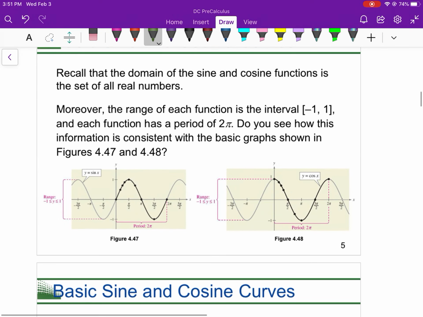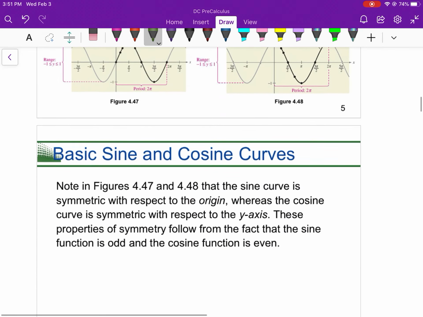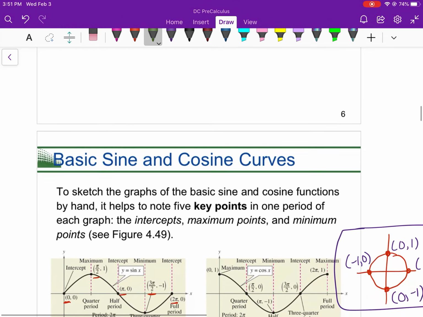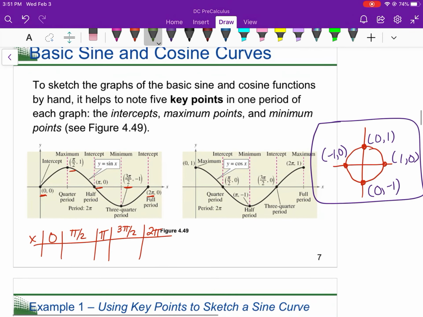Let's see, we kind of skipped over this slide. It just talks about domain and range. We talked about symmetry on this slide. And then we talked about graphing with key points. So we're always going to be making an XY table.